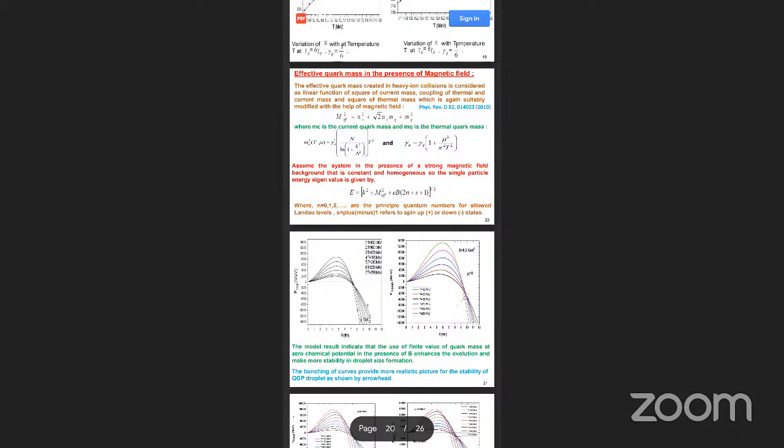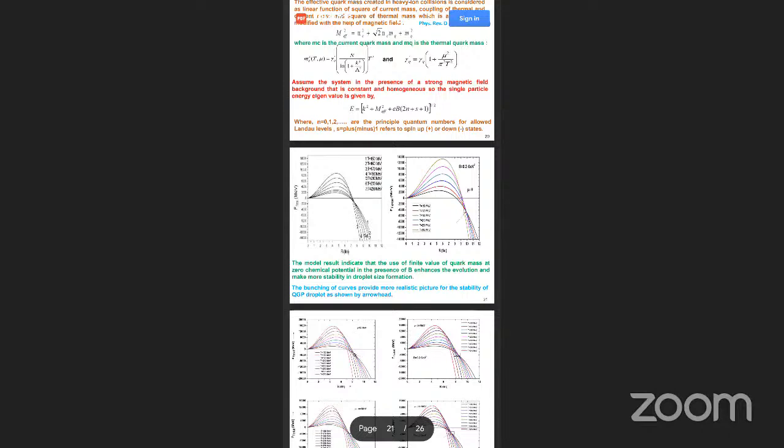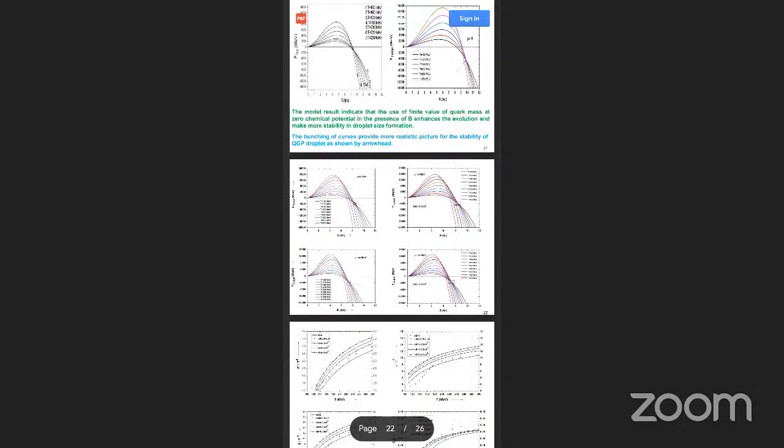In this part, we have modified the energy term as well, because heavy ion collisions can create a huge magnetic field, of the order of 10 to the power 15 Tesla at RHIC and 10 to the power 17 Tesla at the Sun. Using that, we found in our result that whenever we use a magnetic field around 0.2 GeV square, we get a huge QGP droplet formation. As you can see, if I compare with the previous graph, by considering this magnetic field, the evolution of the free energy gives me a very large QGP droplet formation. The bunching of this curve at some part gives a more realistic picture of the stability of the QGP droplet.